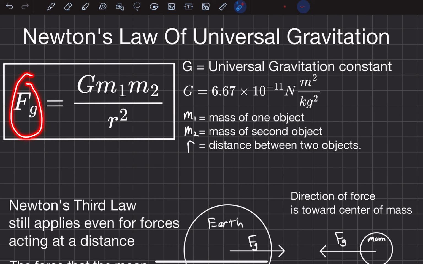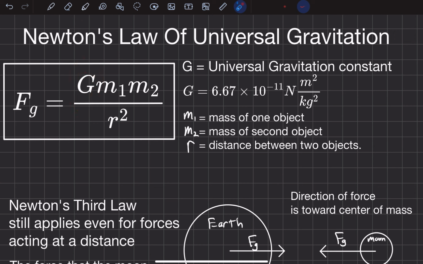We have the force of gravity is equal to some big G, which is called the universal gravitation constant, and it has a really interesting value with some interesting units. The value for big G is 6.67 times 10 to the negative 11th. That's a really small number, because remember, negative exponents mean an incredibly small number. And the units are newtons times meters squared divided by kilograms squared. Those are some funky units, and we'll quickly go over why that's the case in a moment. But let's look at the rest of the equation first.